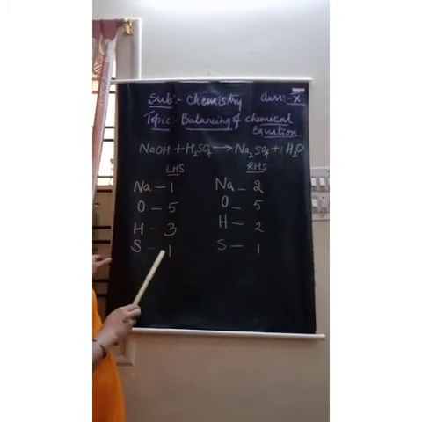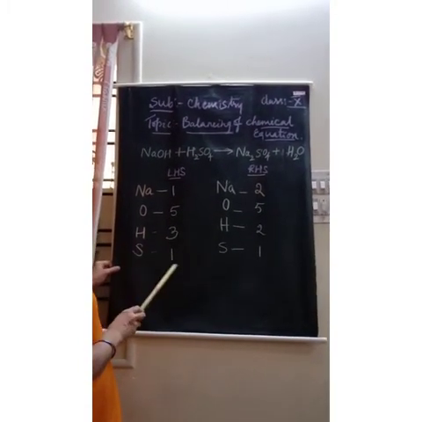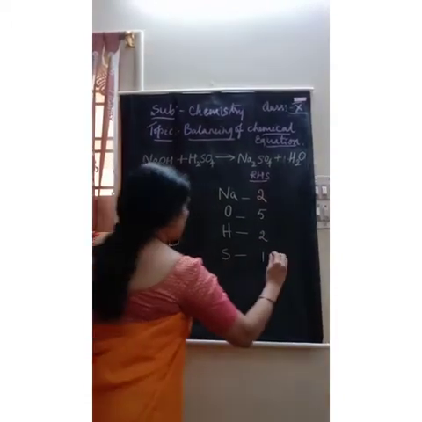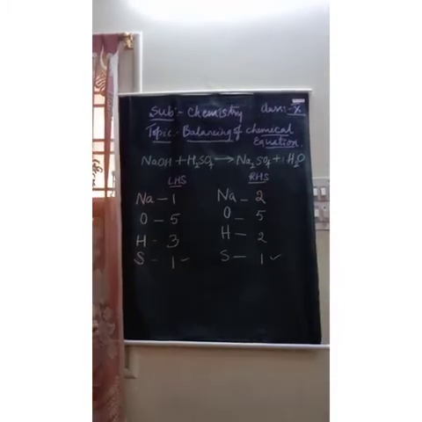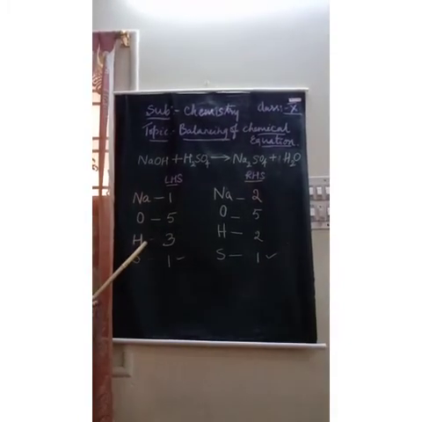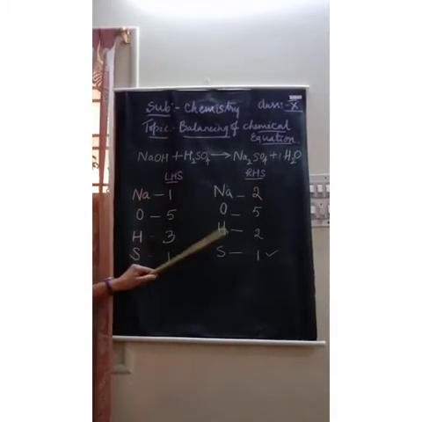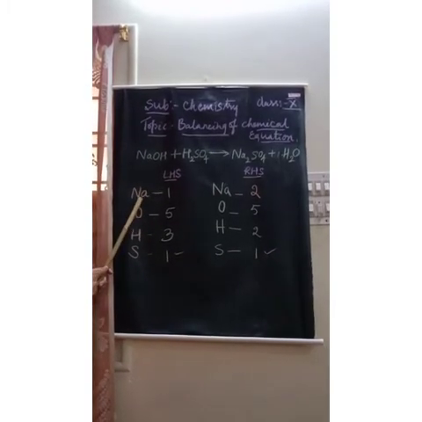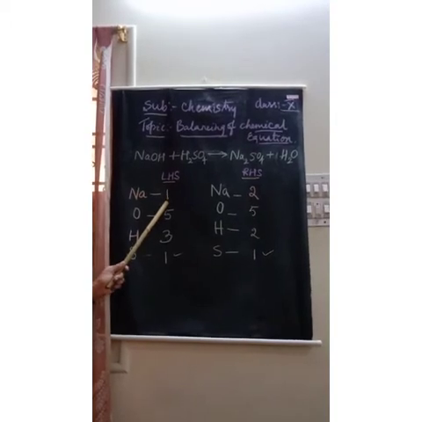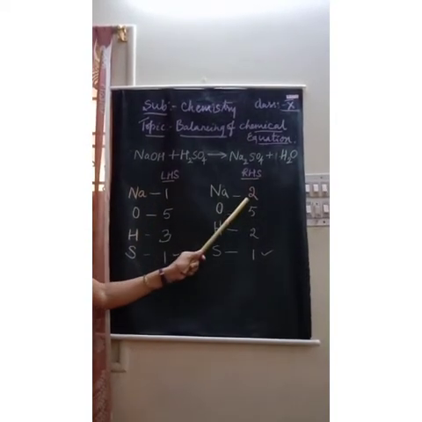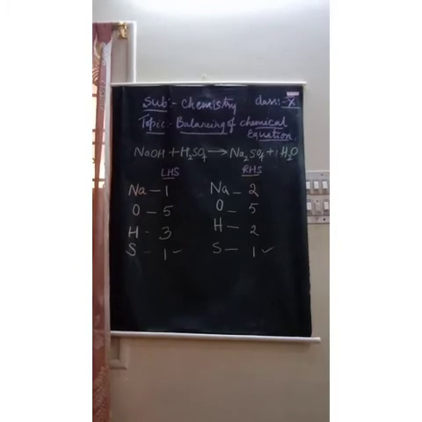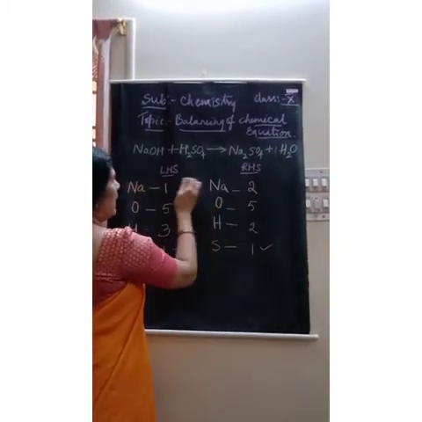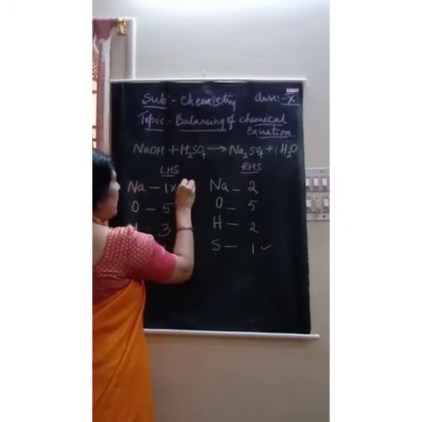Next step, children, observe carefully. Sulfur 1, balanced. Okay, first this is balanced. Clear? What about this one here? Hydrogen has to balance, and only hydrogen has to balance. Now imagine. First, what do we have to do, children? We have to balance sodium. How many atoms are there here? 1. How many atoms are there here? 2. So what do we have to do? In order to balance the RHS sodium, the LHS sodium has to be multiplied by 2.